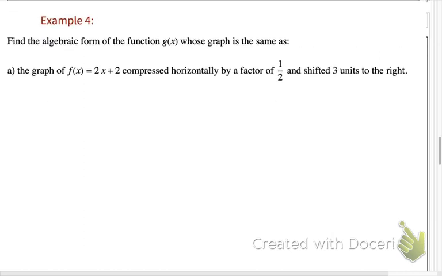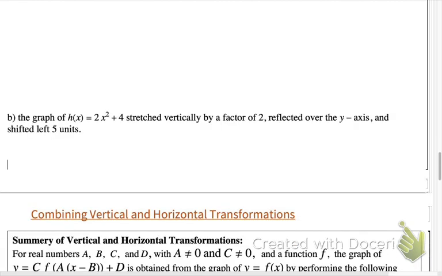So example 4, part B, we're going to start with the graph of a quadratic, or one whose graph is a parabola. In this case, h of x is 2x squared plus 4, and it's going to be stretched vertically by a factor of 2, reflected over the y-axis.